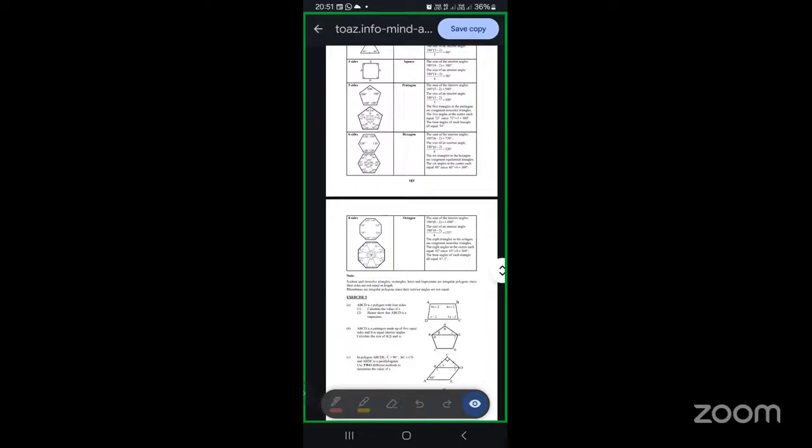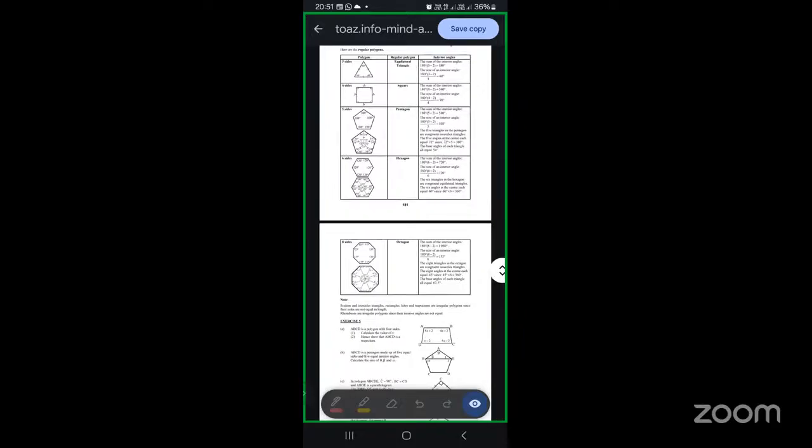So they're saying the midpoint theorem in a triangle. The midpoint theorem can be stated in the following two ways.